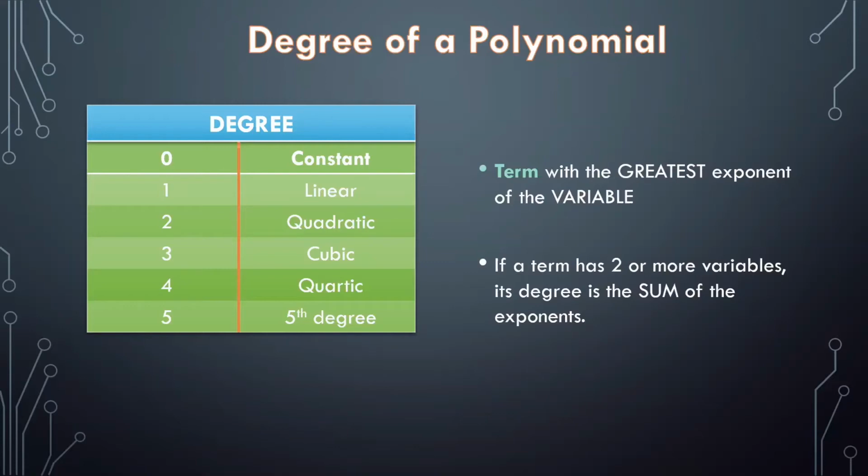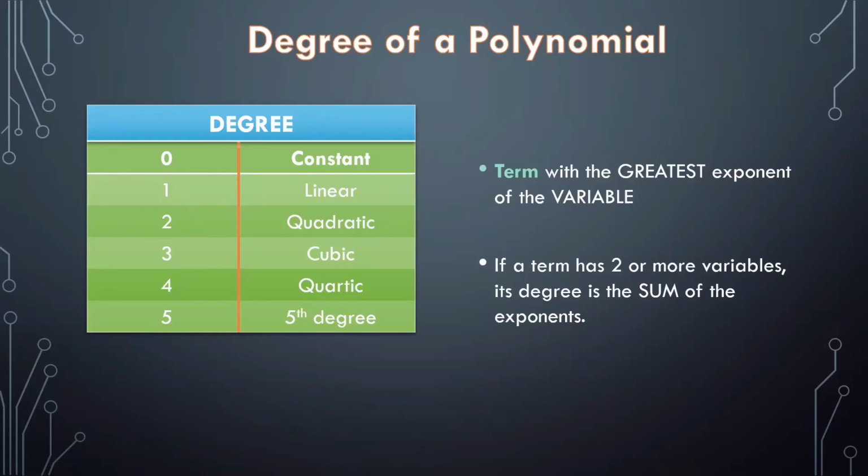And as we go up, a polynomial with a degree of 3 is cubic. Then a polynomial with a degree of 4 is quartic. Once we hit a polynomial with a degree of 5 or more, we just say it's a 5th degree or 6th degree. Well, how do I find that degree? We'll take a look at the definition.